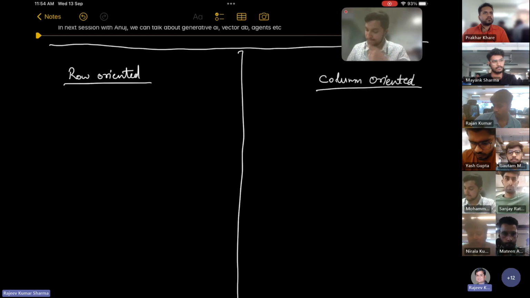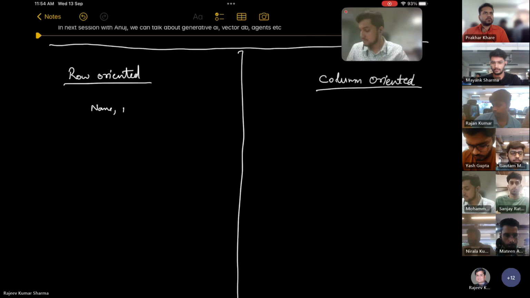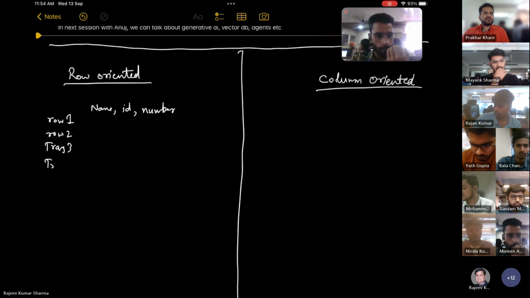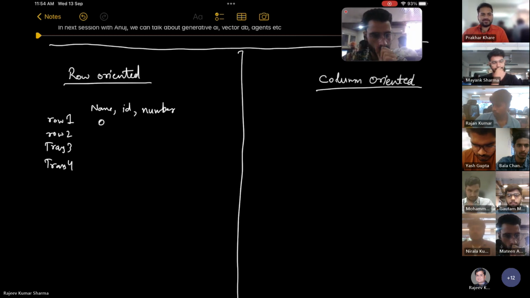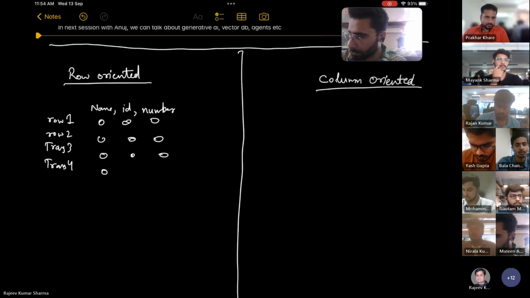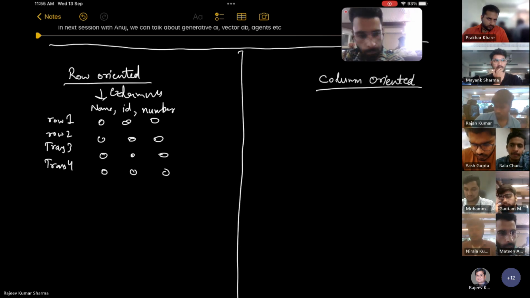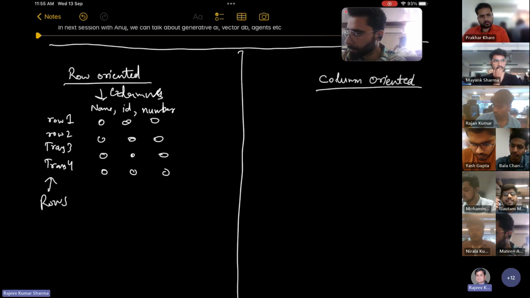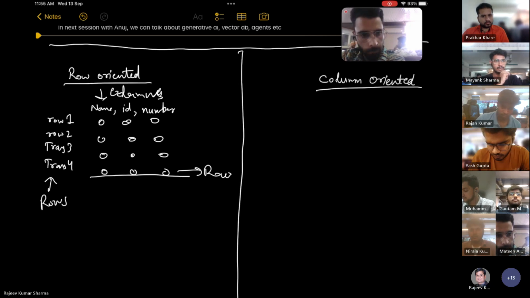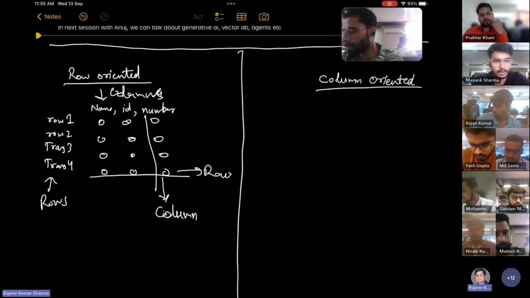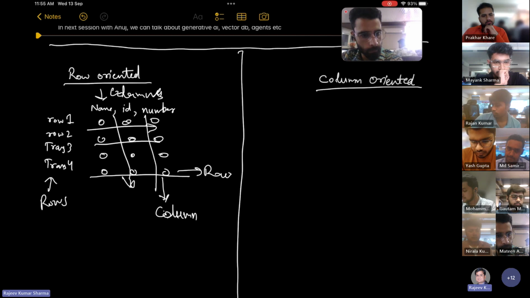Now coming to the basics. How is data stored in a database? It is stored in the form of tables. In a database, the table looks like this. These are columns and these are rows. Understood? This is how data is actually stored in databases. This whole structure is called a table, and these are rows and these are columns.